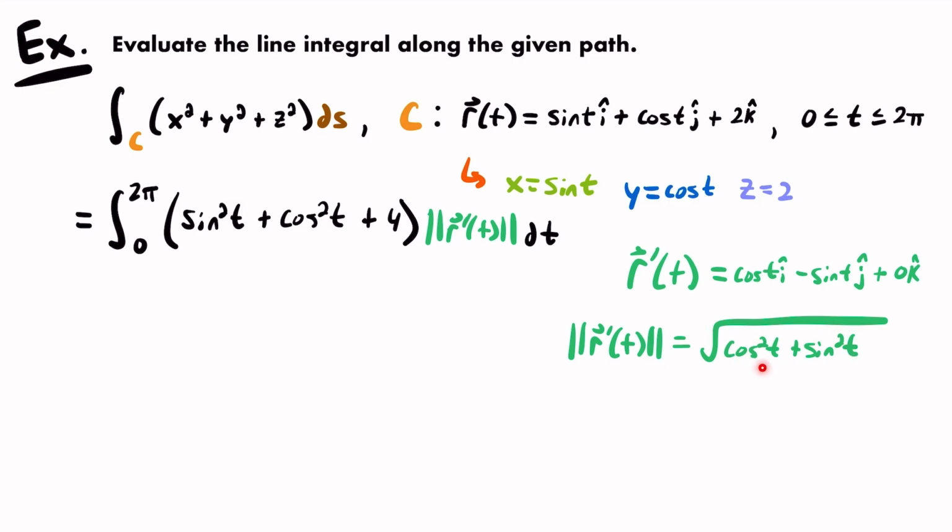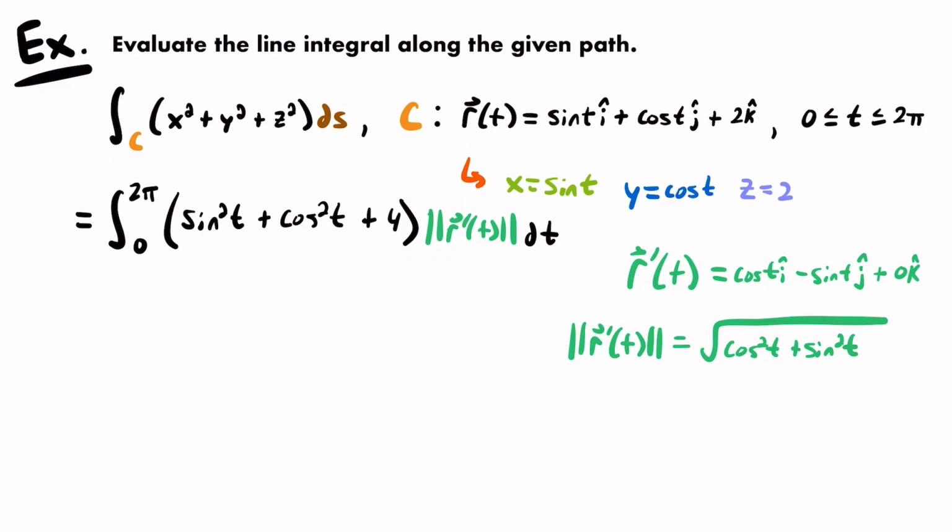Okay, and so this would be the magnitude of the derivative of the vector function. It looks a little complicated at first, but remember, cosine squared plus sine squared of the same angle, in this case t, that is equal to 1. We know that from the Pythagorean identity for sine and cosine.